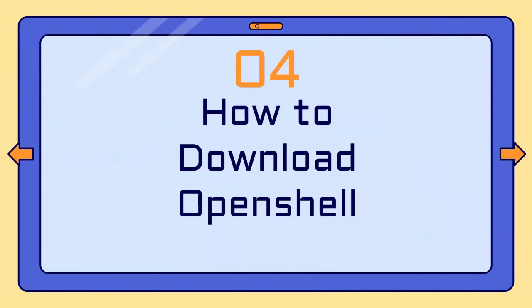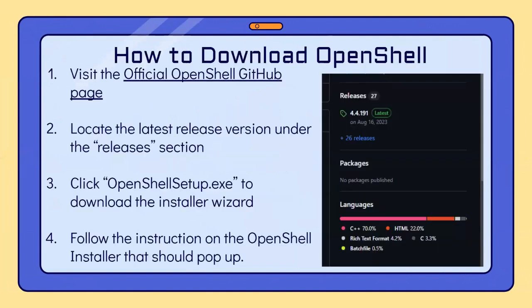How to download OpenShell. Visit the official OpenShell GitHub page. Locate the latest release version under the Releases section. Click OpenShell to download the installer wizard. Follow the instructions on the OpenShell installer that should pop up.